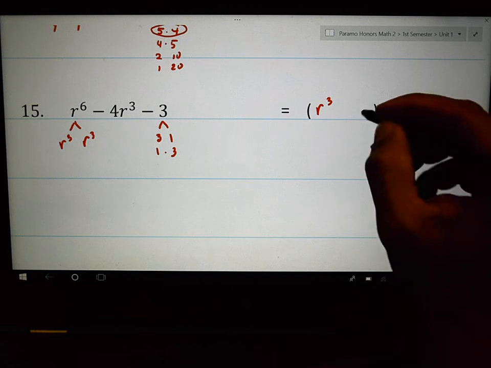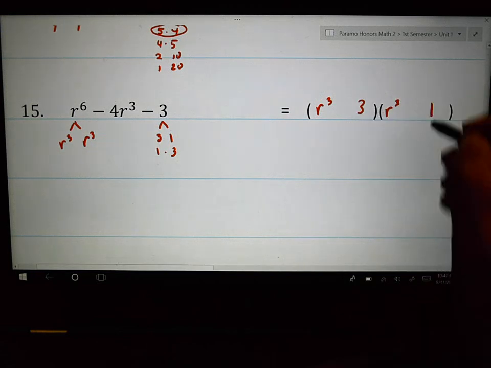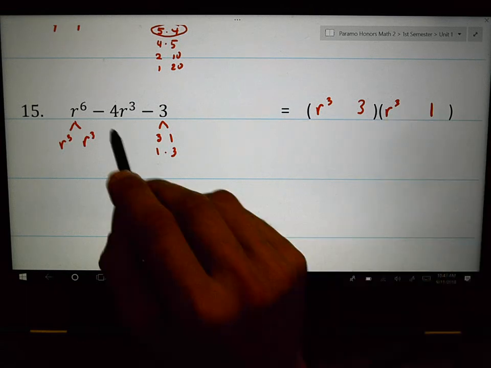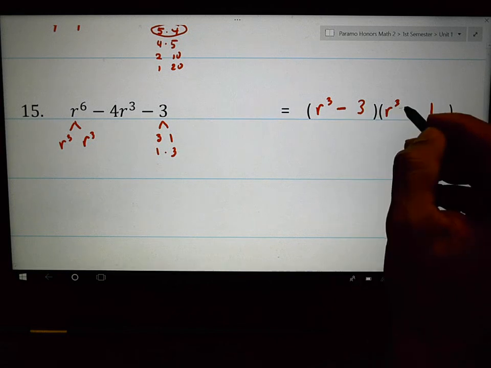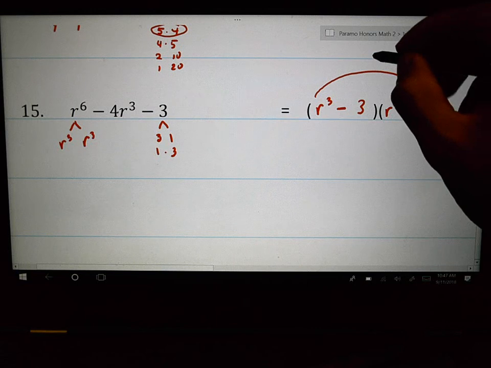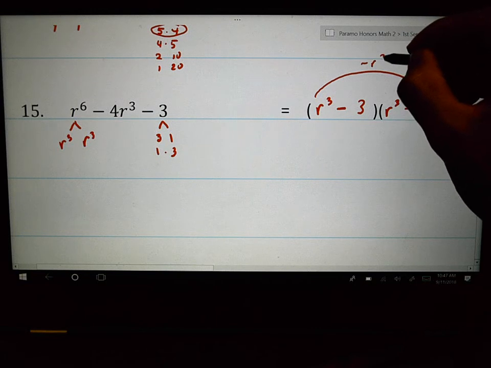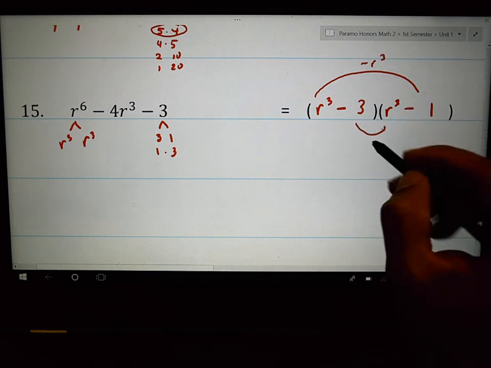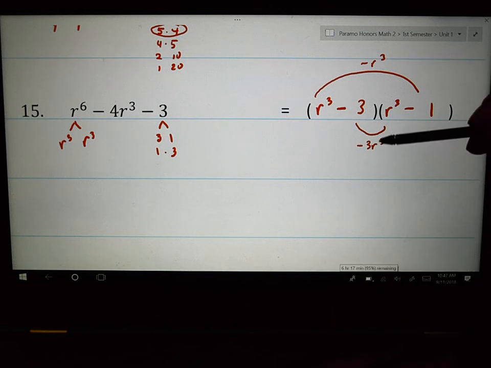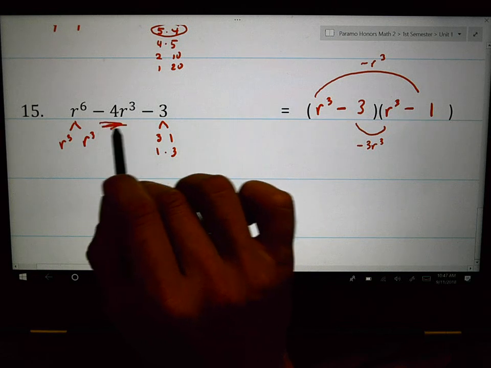I'm going to put the 3 and the 1 here, and then I'm going to show you something. We need to get to negative 4. This one gets overlooked all the time, so I want you to see it. If you do this and put a negative and a negative, that will work for your O being a negative r to the third, and that will work for your I to be a negative 3r cubed. These together will make this term right there.